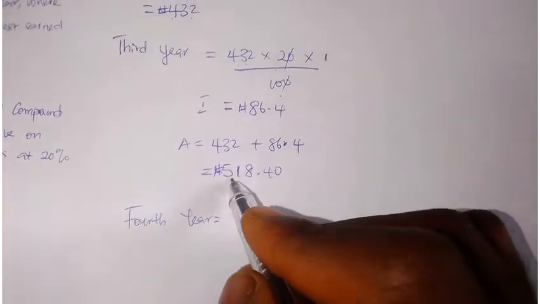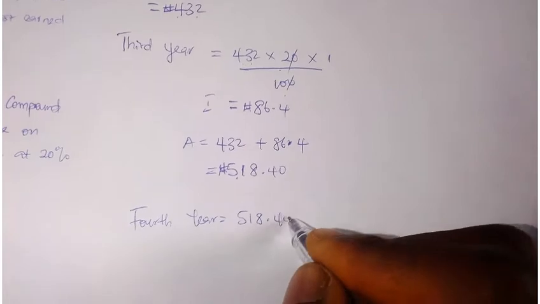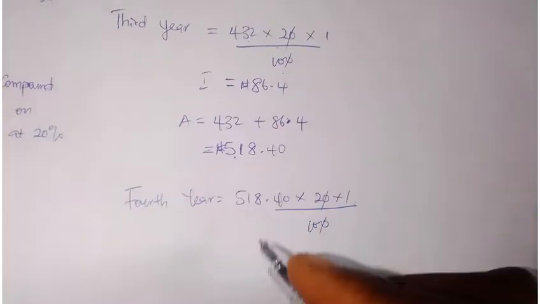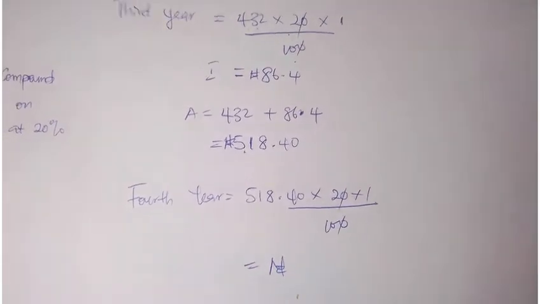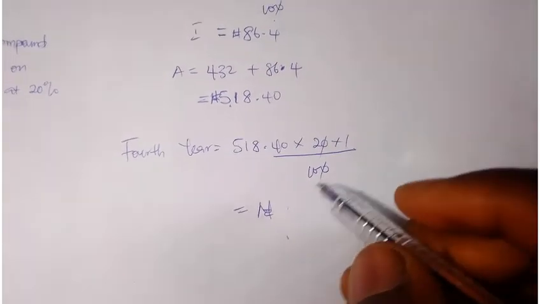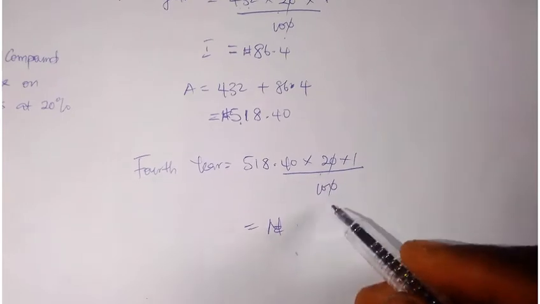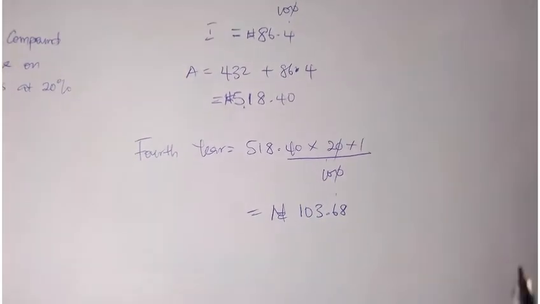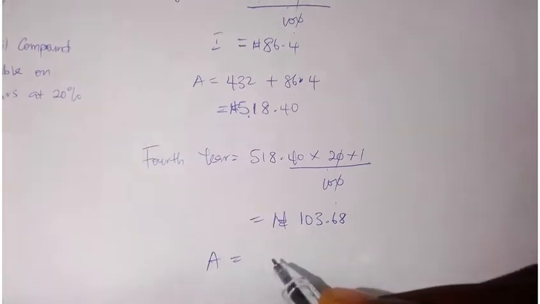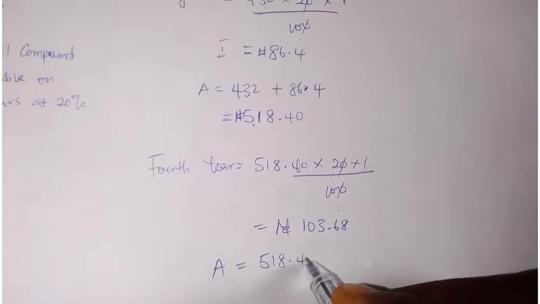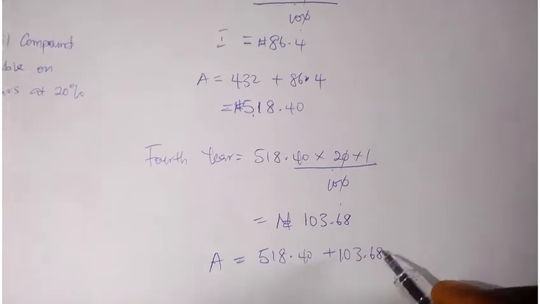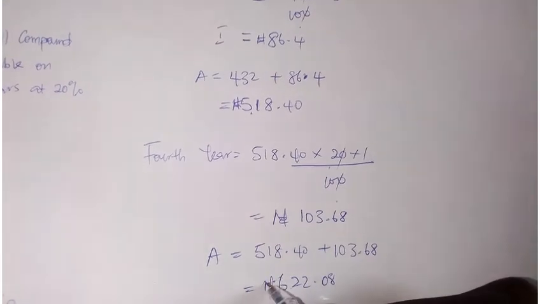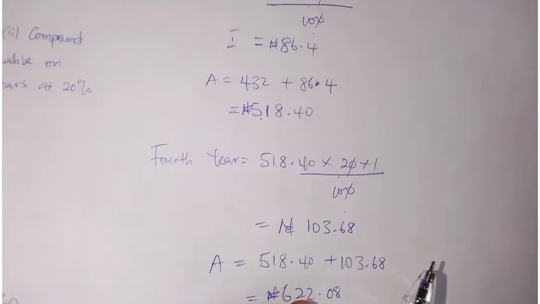Okay, so for the fourth year, what will I have? I will have my new principal to be the last amount, 518.40, times 20 times 1 over 100. This cancels this. If I multiply, I will have 1036.8 divided by 10. That gives me 103.68. Okay, that's for the fourth year. The amount for the fourth year now becomes principal, which is 518.40, plus interest, which is 103.68. That leaves my answer to be 622.08 naira.